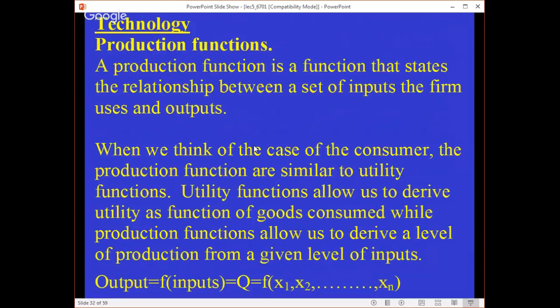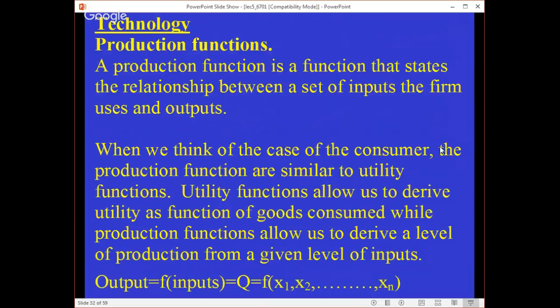And that leads us to our technology, right? For the consumer, we had a utility function. We made it up. For the firm, we're going to have something known as a production function. It's less abstract because we can actually observe what the firm does and what comes out. So a production function is just a function that states the relationship between a set of inputs the firm uses and the output it produces.